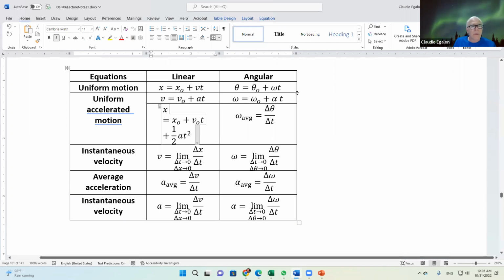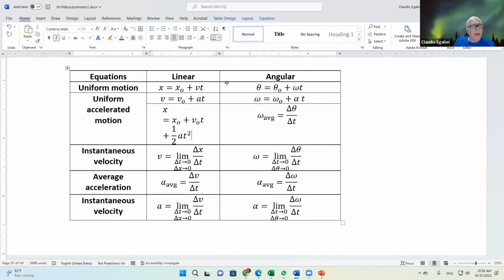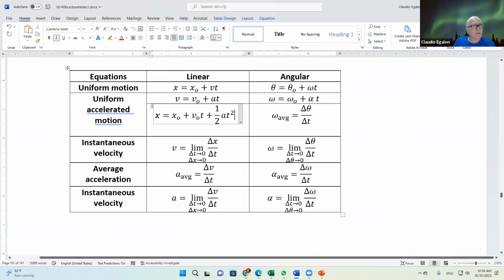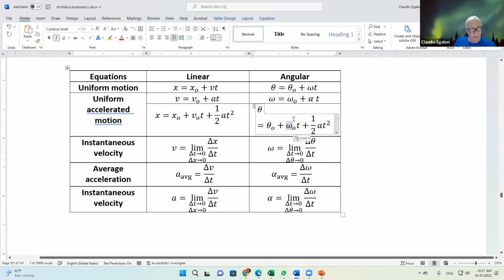So, remember, in order to understand angular motion, you have to understand linear motion. If you didn't learn linear motion well enough, you gotta review that, so you can follow what we're talking about here. And here, what we do, we substitute x by theta, v by omega, and a for alpha.